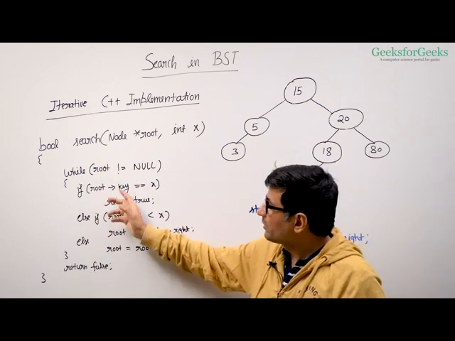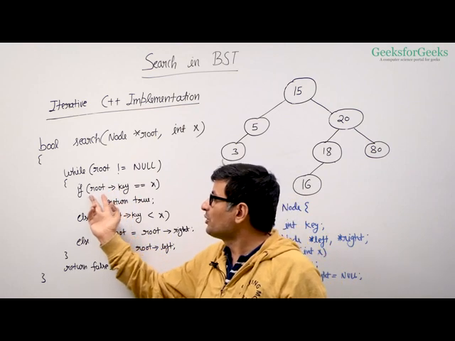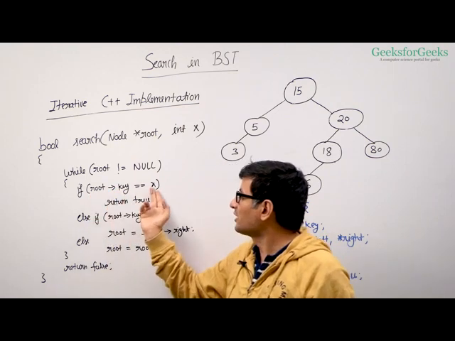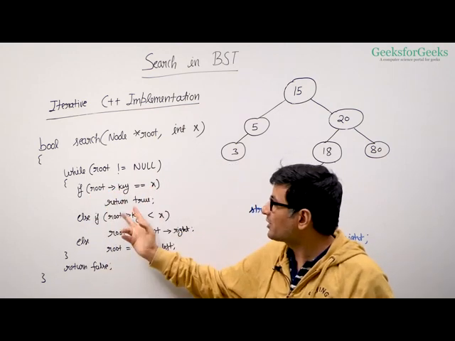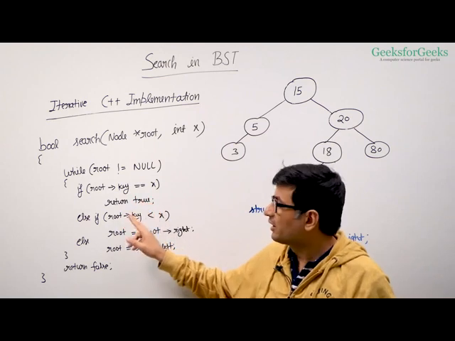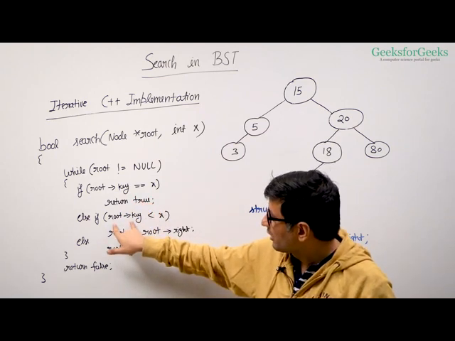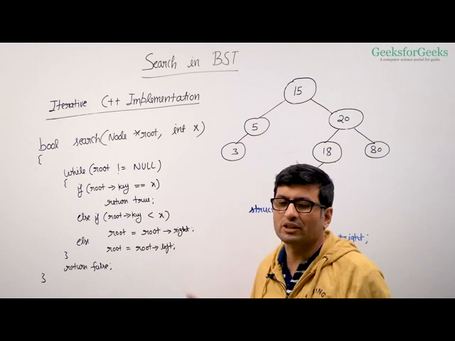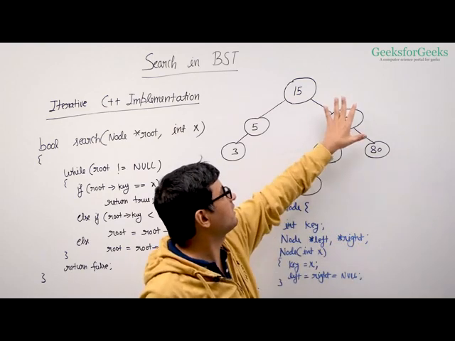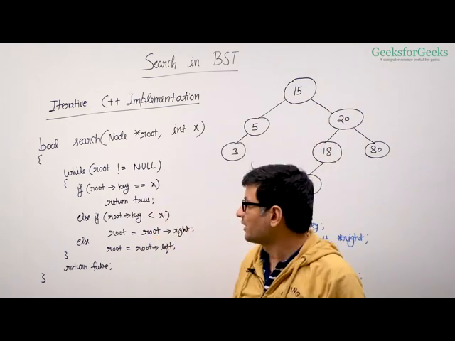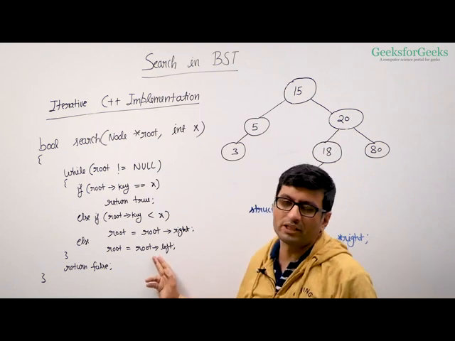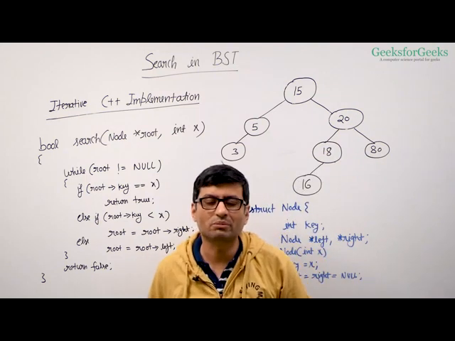So you run this loop. At every instance in this loop, you compare root's key with the searched value x. If they match, then you return true. If the root's key is smaller, then you need to go to the right side. For example, if you're searching like 25 here, then you go to the right side. If it's greater, then you need to go to the left side. That's the simple iterative implementation.